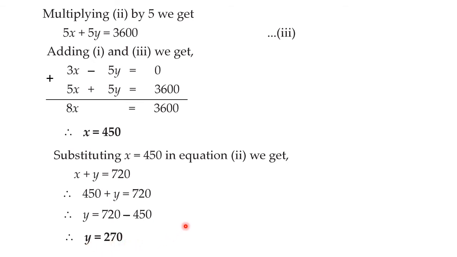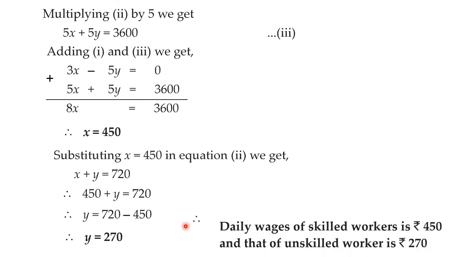Finally, you need to write down the answer as a statement. And for that, you make use of the very first statement of your solution, or you make use of the last statement from the question, that what we want to find out. We want to find out the daily wages of the skilled worker as well as the unskilled worker, or the salary of them. So you can write down the statement. Therefore, the daily wages of skilled workers is rupees 450 and that of unskilled workers is rupees 270.